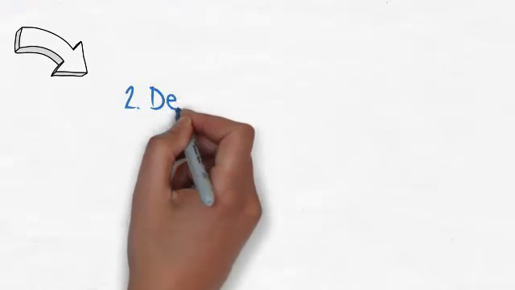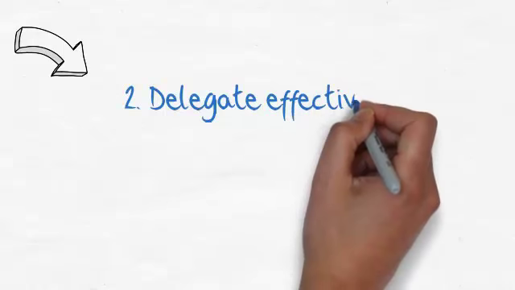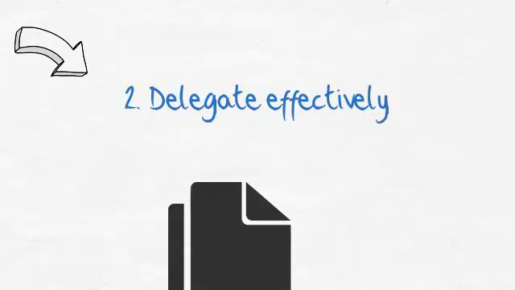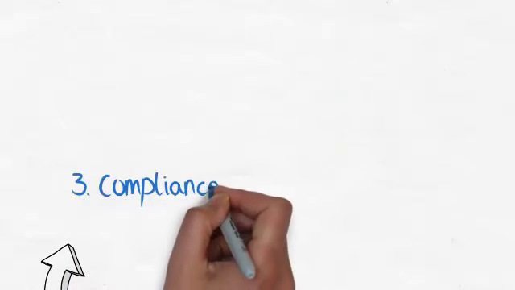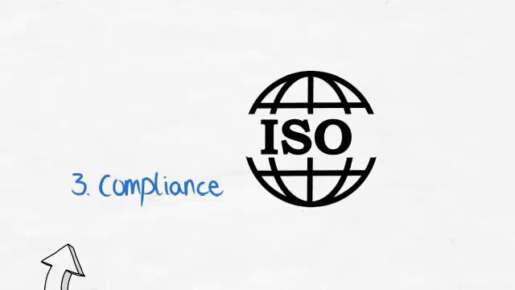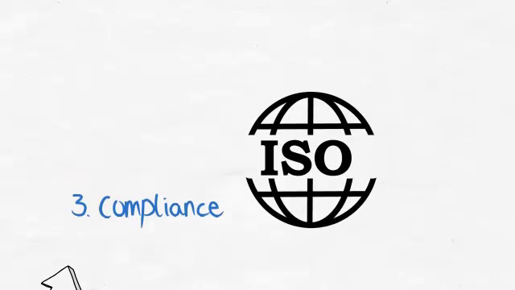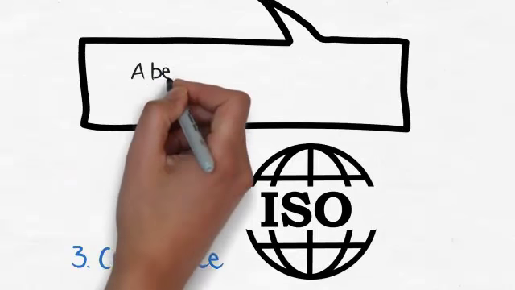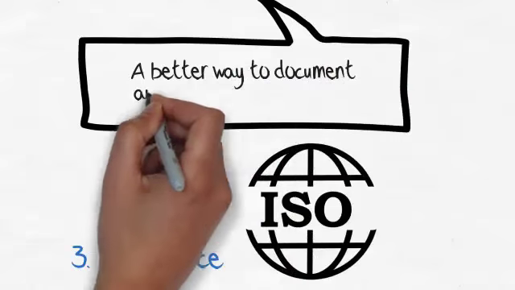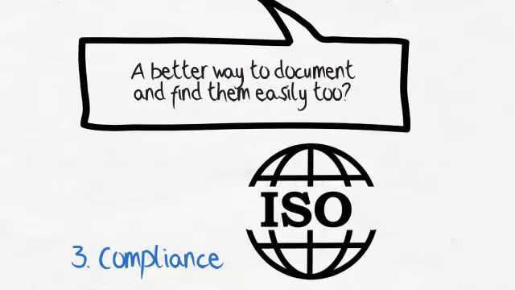The second, so you can effectively delegate what it is that you do, so you can create a replicatable result through others. And the third, compliance. If you're a firm that needs to be ISO compliant, you need your processes documented to maintain your accreditation. But you don't just need your systems documented. You need a way to find them easily so they can be implemented and innovated.